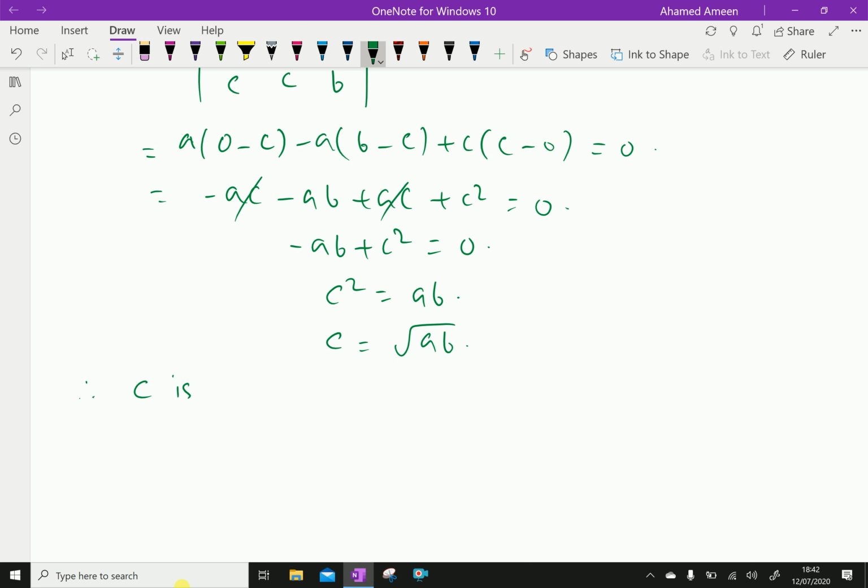Hence, therefore, c is the geometric mean of a and b. We proved that c is the geometric mean of a and b.